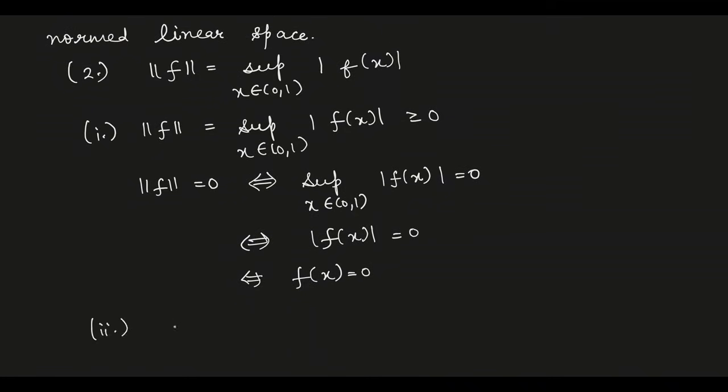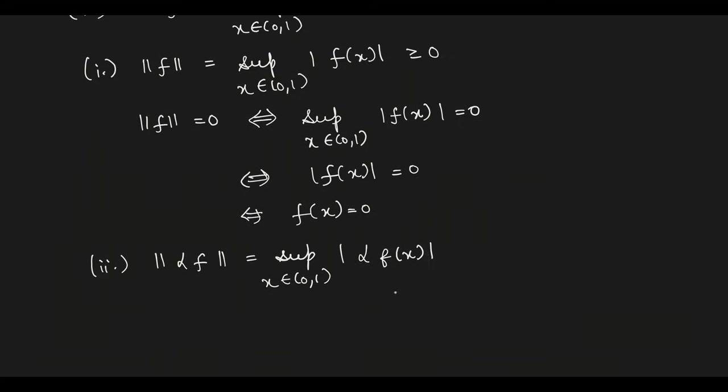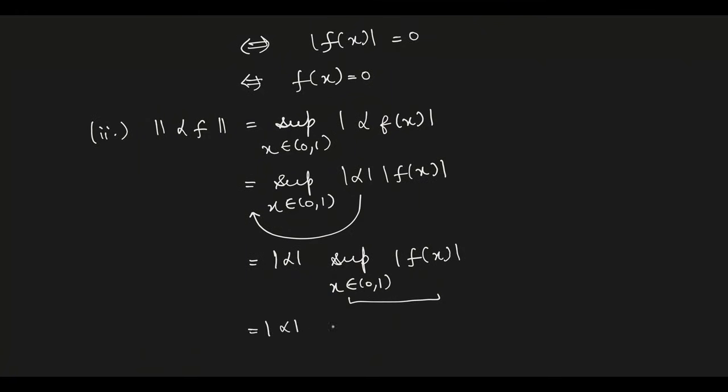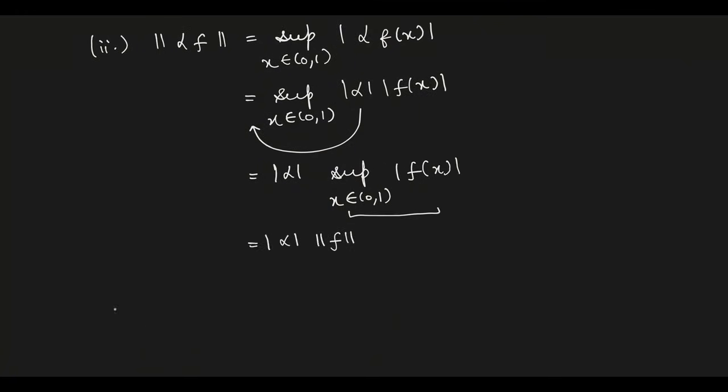Now the second property, the scalar property. Norm of alpha f is supremum over x belonging to 0, 1 of mod of alpha f x. Now here I can apply the modulus property. Mod alpha times mod of f x. Now this mod alpha can be taken outside because it does not depend on x. And this is norm of f. The second property is also satisfied.